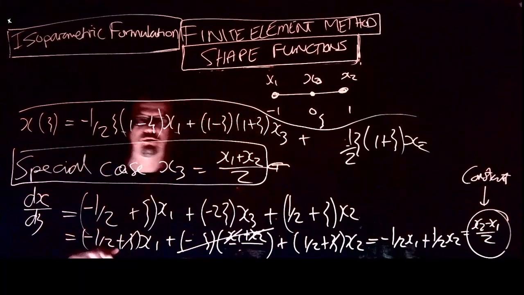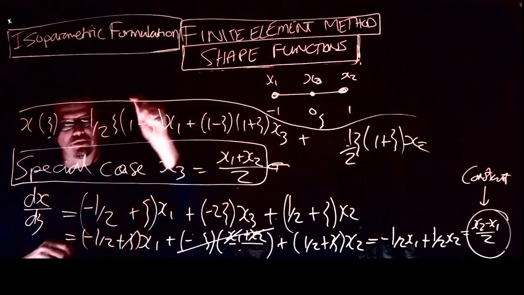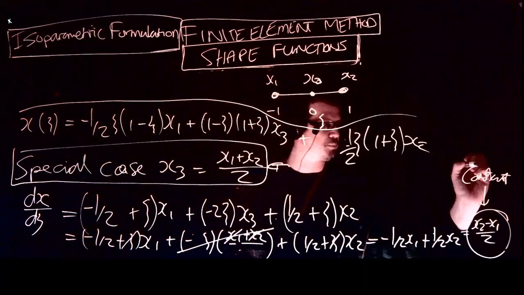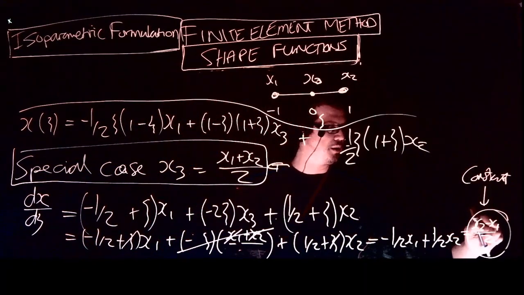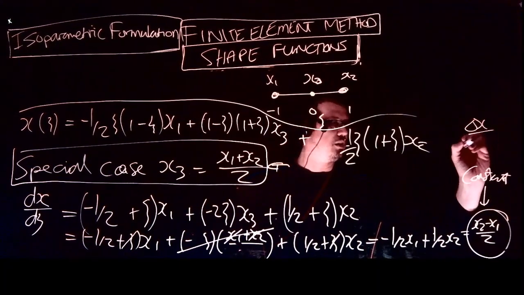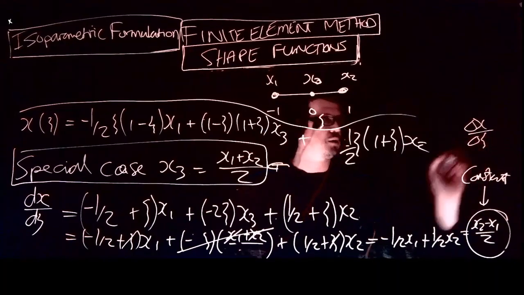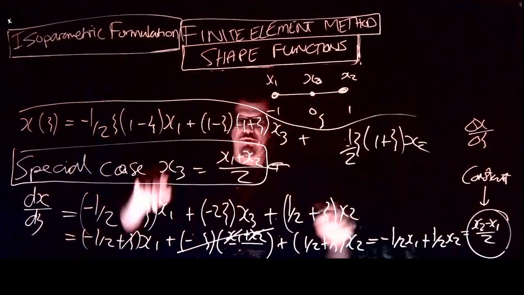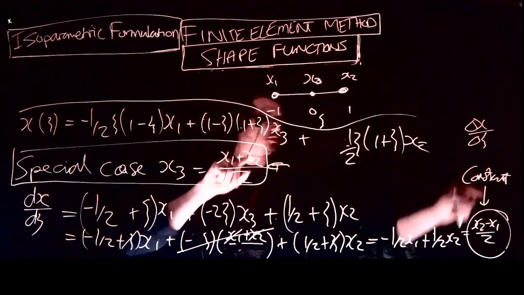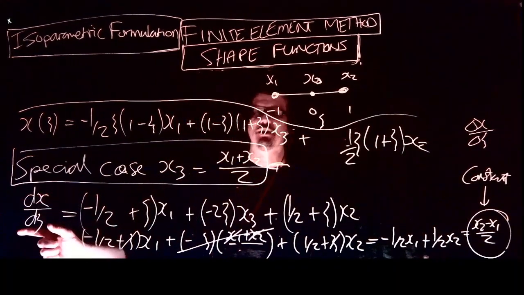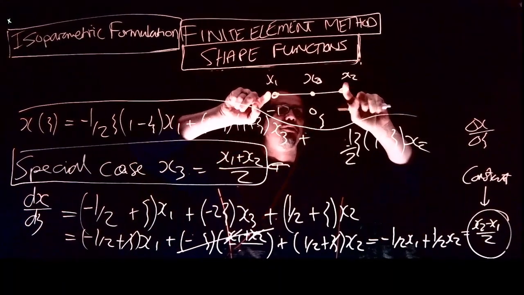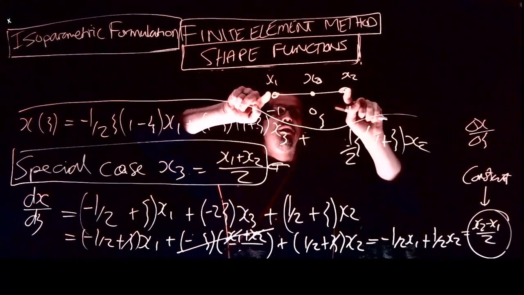I just wanted to do this on purpose to make sure you reflect a little bit and see that all of these things make nice sense. But more importantly, let's think about this a bit more carefully. What this is, x2 minus x1 over 2, is essentially a delta x over a delta psi. With this special choice of x3 in the middle, this derivative, the change in x and the change in psi, is essentially given by the delta x, so x2 minus x1, over the delta psi.